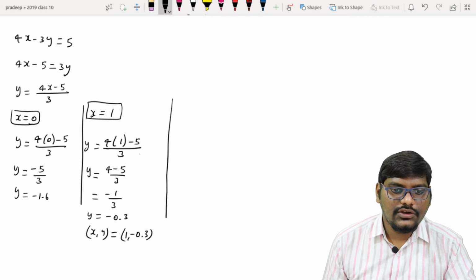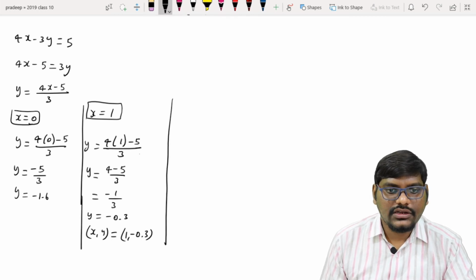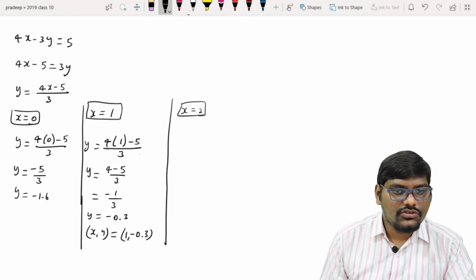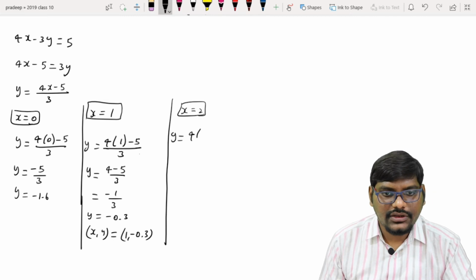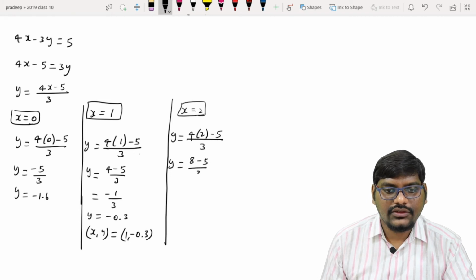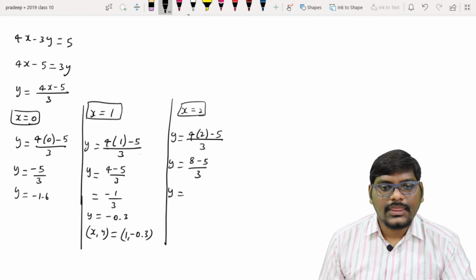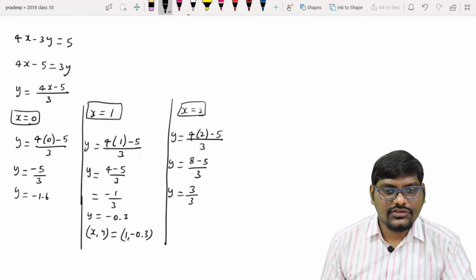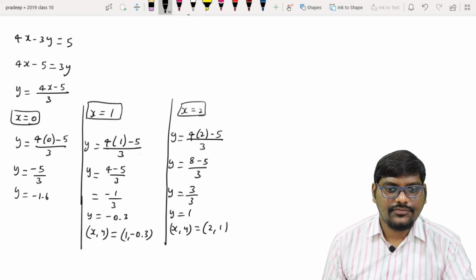So now we'll do the next point, that is we'll take x equal to 2 and we'll try to do this again. So y equal to (4, in the place of x, again I have to substitute 2 as the value, minus 5) by 3. So I'll be getting y equal to 4 twos are 8 minus 5 by 3. So that is y equal to 8 minus 5, how much is that? It was 3 by 3, which is y equal to 1. So x comma y will be 2 comma 1.